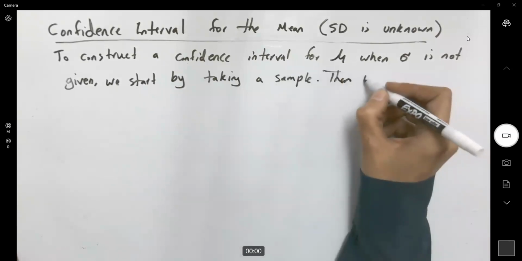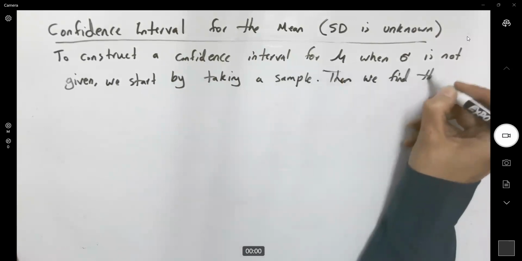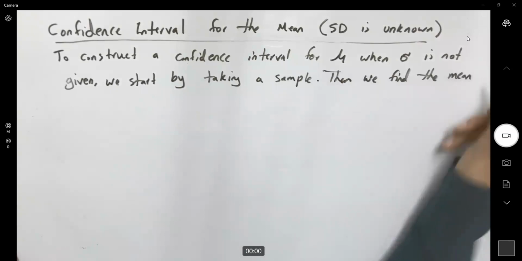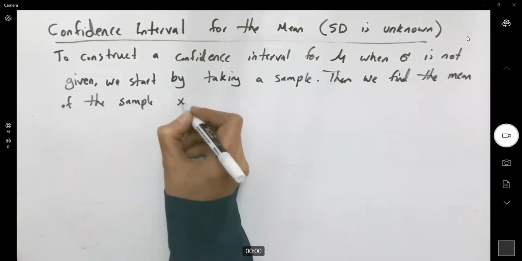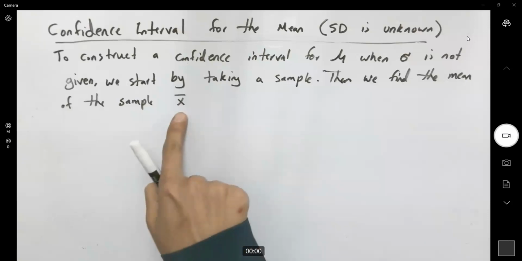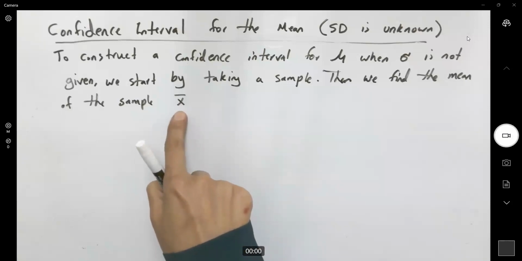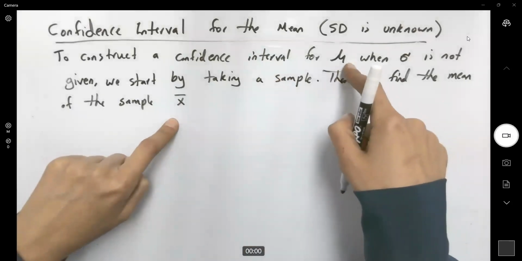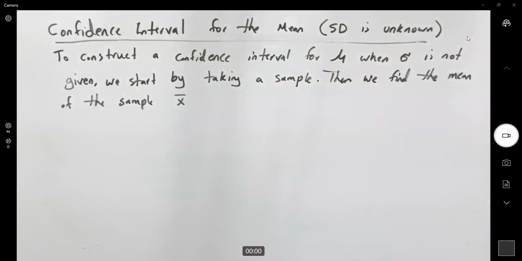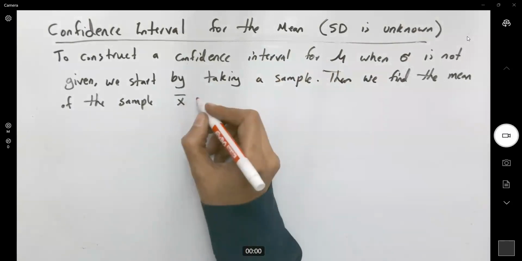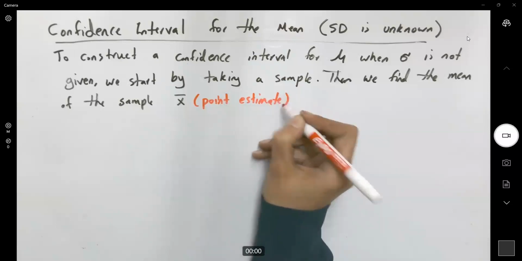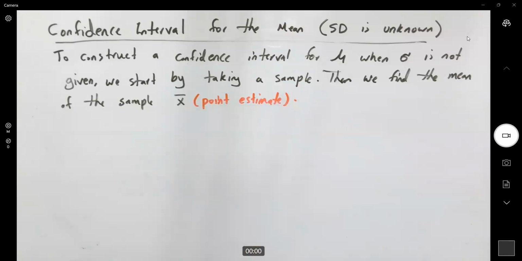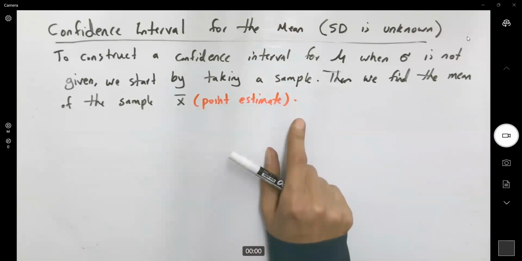Then we find the mean of the sample. What's the mean of the sample? It is denoted by X bar. X bar is the best representative for the population mean, and it is a point estimate. So another name for X bar in this case is the point estimate. Very good. After finding the point estimate, we need to identify C, or the confidence level.